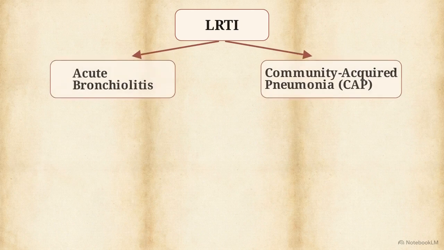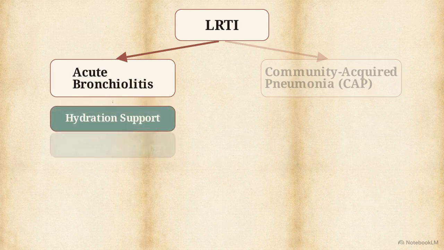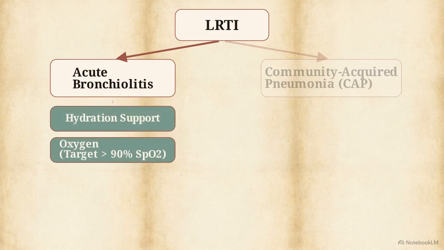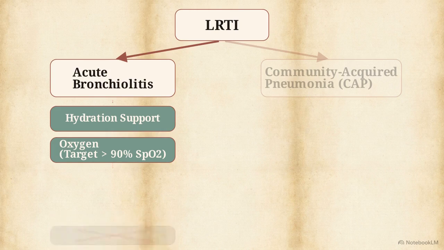Once the clinical diagnosis is set, the intervention paths for bronchiolitis and pneumonia diverge completely. In the bronchiolitis arm, care is strictly supportive, prioritizing hydration and oxygenation. Pharmacological agents prove ineffective here. Because the obstruction is physical debris rather than muscle spasms, albuterol and steroids provide no benefit.